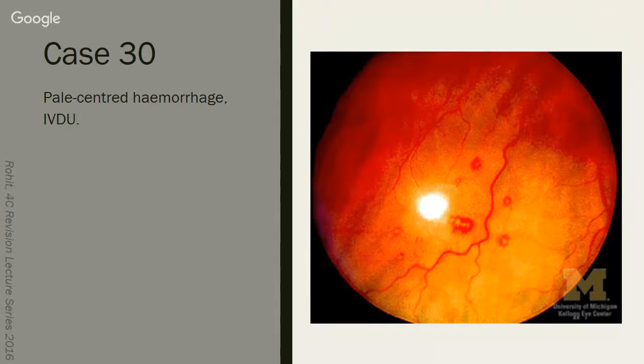This is just a quick case. So pale-centered hemorrhage in an IV drug user. I think we're back to... We haven't done that at the back. What do you reckon? You look for it in your cardio exam. You say you look for it, but you don't have a fundoscope. It's a sign of infective endocarditis. Yeah, so Roth spots. So something you look for, or you say you look for, in your cardio exam.